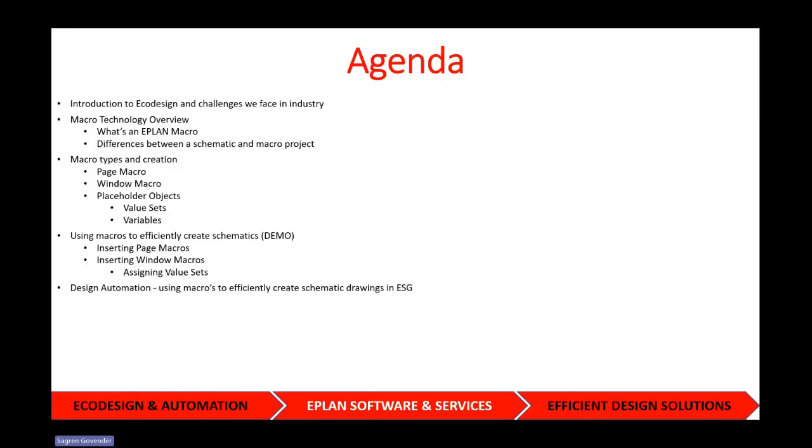And the next phase of it is how we can use macros to efficiently create our schematic drawings using the Eco Schematic Generator, the ESG. So there's three methods that I'm going to discuss. The first one is how to insert macros using the embedded form method. The second one is using the Excel method.